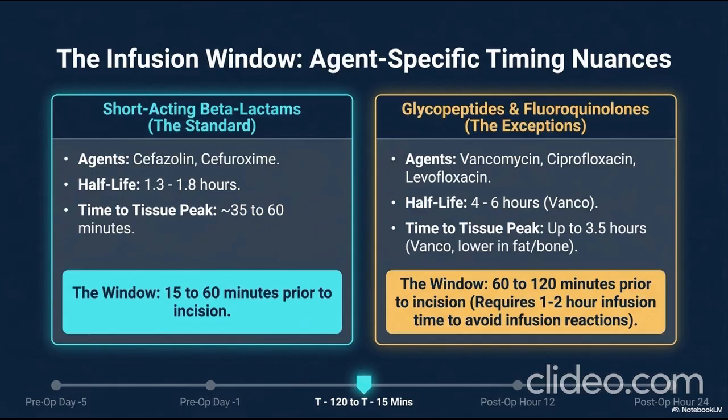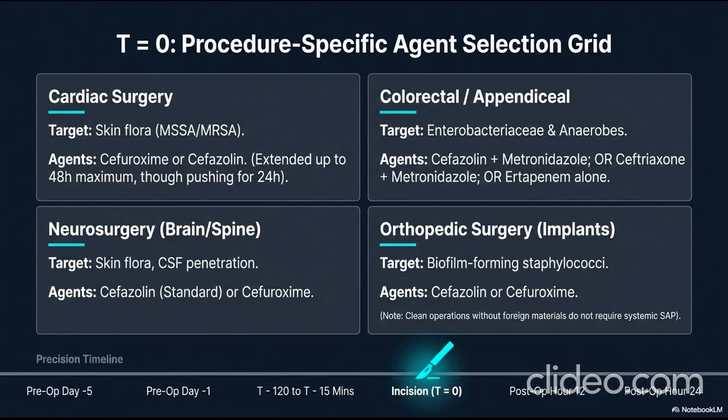Slide 7. T=0, procedure-specific selection grid. At the moment of incision, your agent must be matched to the predicted site flora. In cardiac and neurosurgery, our target is skin flora, MSSA, MRSA, making cefazolin or cefuroxime the gold standards. In colorectal surgery, we must add anaerobic coverage with metronidazole or utilize ertapenem. For orthopedic implants, we target biofilm-forming staphylococci. Precision means choosing the narrowest effective spectrum to avoid unnecessary collateral damage to the patient's microbiome.